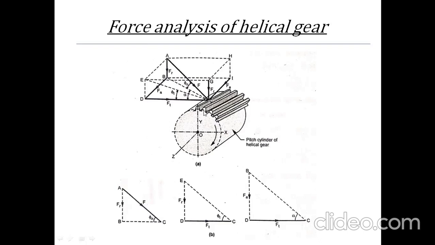Here the dotted line shows the pitch circle diameter of the helical gear. In front view you can see the pitch circle diameter of the helical gear in dotted view, and that is in the XY plane. And in side view you can see the width of the helical gear.